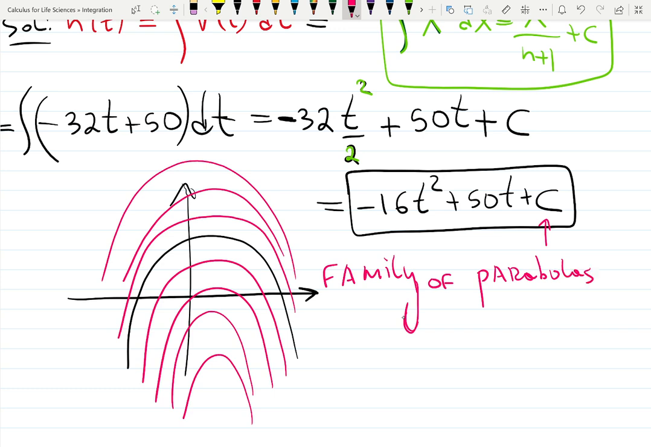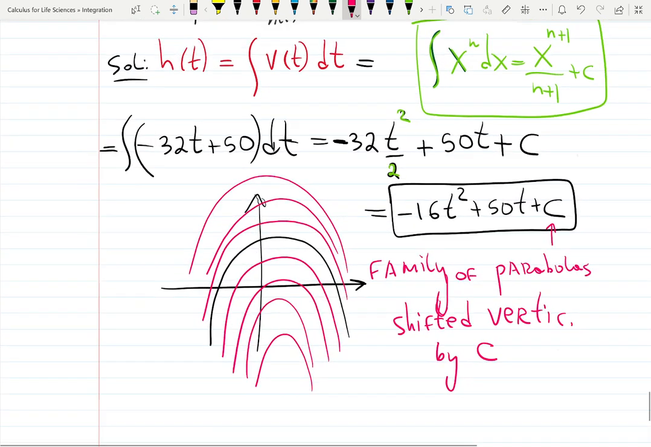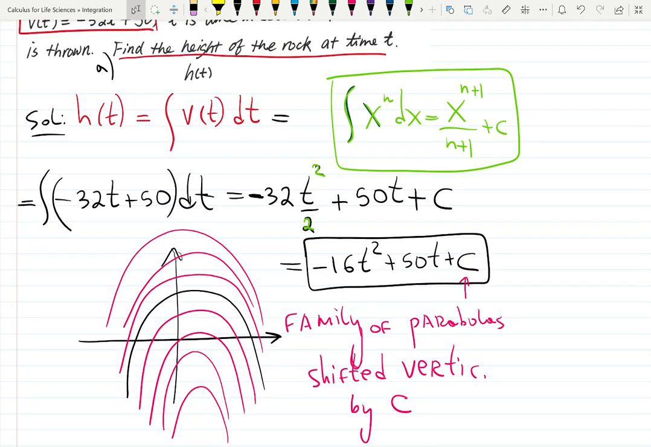It's called a family because it just shifted up and down. Shifted vertically, yes. Vertically by c. So if c is positive, it goes up, negative, down. But the cool part, they never intersect. Since they never intersect, we can detect the unique parabola we need for this particular case.